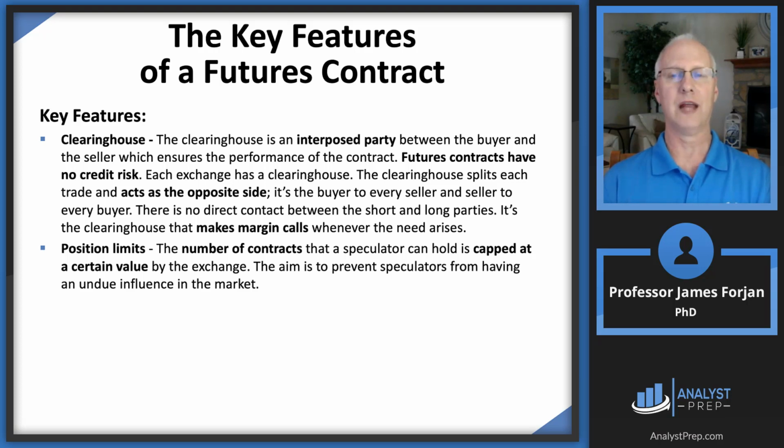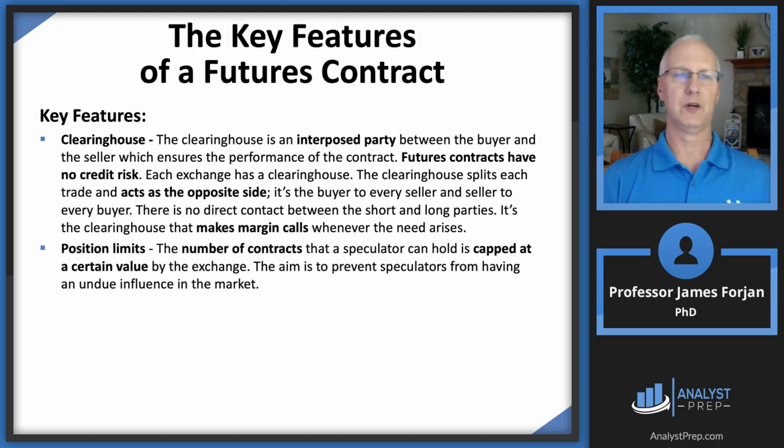There's also a clearinghouse that acts kind of as an intermediary. The clearinghouse writes a separate contract with the long position and the short position. What this does is substantially reduce credit risk. Essentially, the clearinghouse kind of acts as the opposite side. So if we take the long position in a corn futures contract, then the clearinghouse will take the short position. And then they'll find a short position out in the market, and then they'll take the long position there. Of course, there's no direct contact between the short and long parties. I mean, that makes no sense because they can communicate with the clearinghouse. And it's important to remember that the clearinghouse is going to make those margin calls.